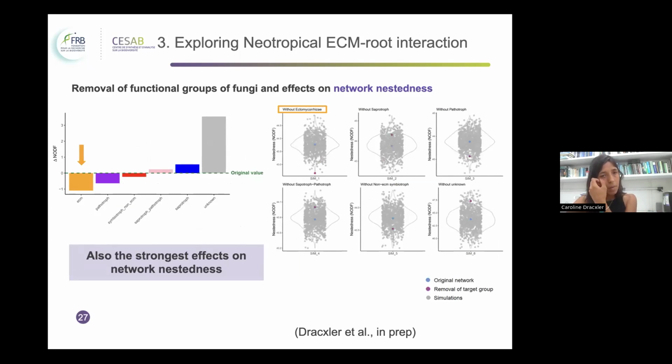And we found the same effect when we were looking at network nestedness. So removing ectomycorrhiza also had the strongest effects on network nestedness. So when this group is removed, the organization breaks down a bit, and it may have an important effect on network stability and also resilience.